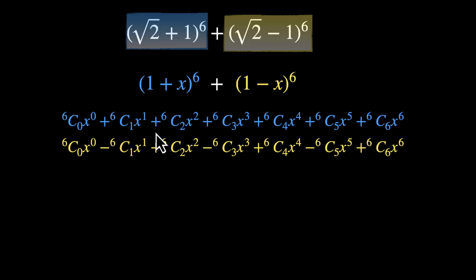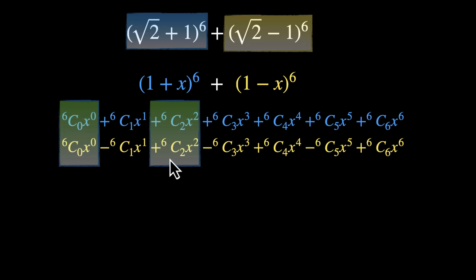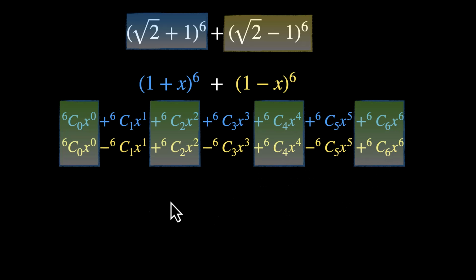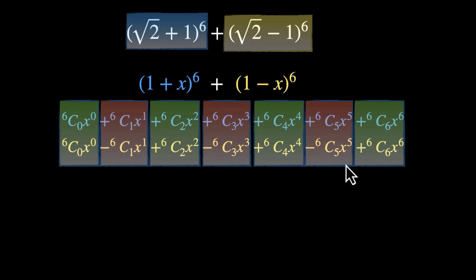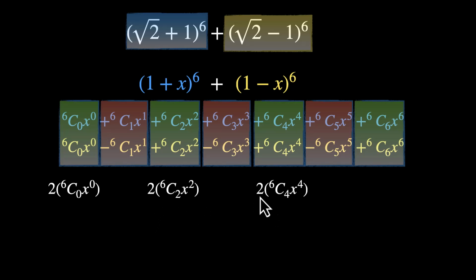Okay, so we have the expanded forms. We're adding both of them. So when we're adding, we'll add the things that are the same and we'll cancel out things that are the opposite. So this is the same, this one is the same, same and same; opposites, opposites and opposites. So when you add, same things get added. We get twice 6C0 x^0, twice 6C2 x², twice 6C4 x^4, and twice 6C6 x^6. The rest of the terms will get cancelled out.